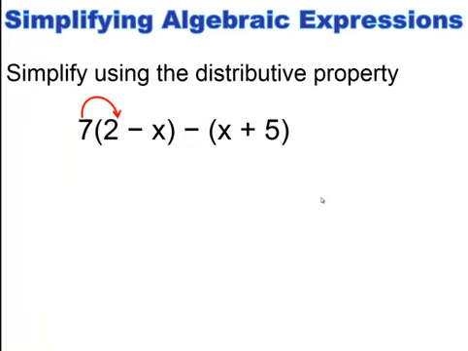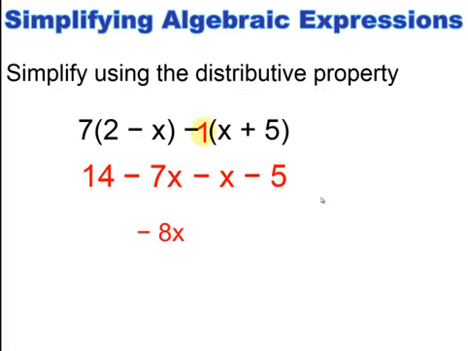So notice here when you do the distributive, that negative really means I'm distributing a negative 1. So I'm going to end up with a negative x minus 5. Combine the like terms. I'm combining the x's. I have a negative 7x minus x, which is going to be a negative 8x. And then 14 minus 5 is going to give me a positive 9. So I end up with plus 9.